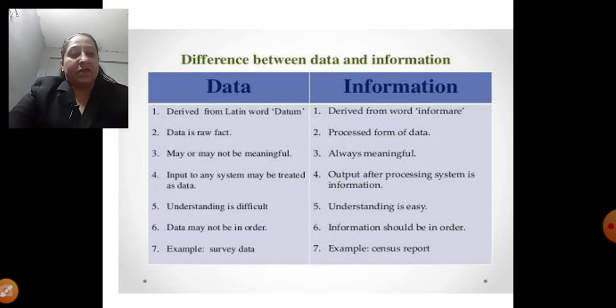There is one example written: you survey the data. Suppose you are going around and collecting data, you keep collecting from the people, that is your data, and at last when you systematically prepare a census report of it, it becomes your information. There are examples coming, I'll show you.